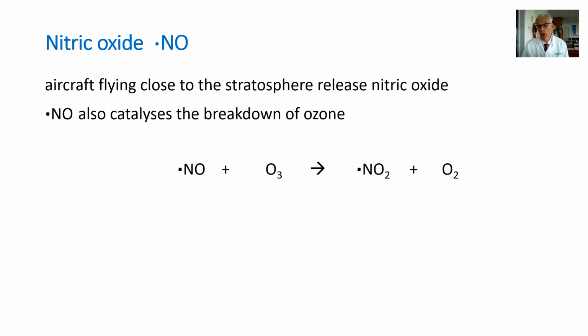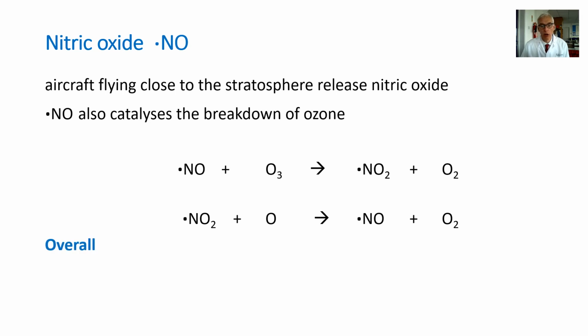So NO2 is also a radical. So the next propagation step will involve the nitrogen dioxide radical and an oxygen atom. Could you predict the products of that propagation step? So if I reveal the products, we regenerate nitric oxide. We're regenerating nitric oxide. So nitric oxide, NO, is not used up.